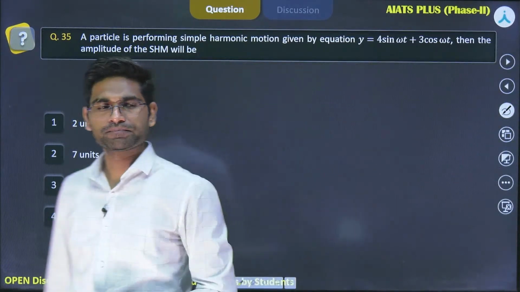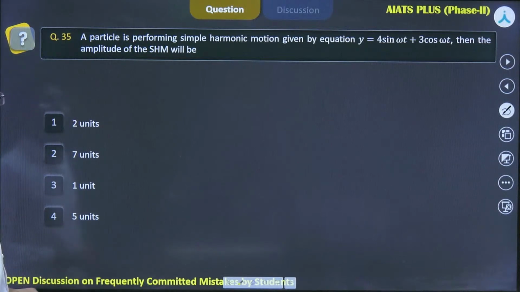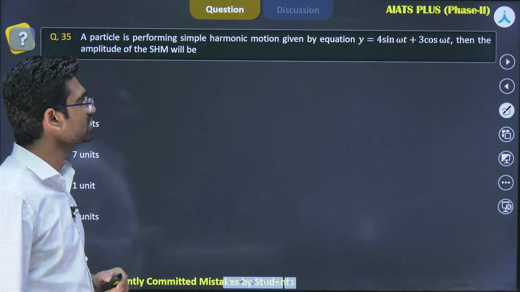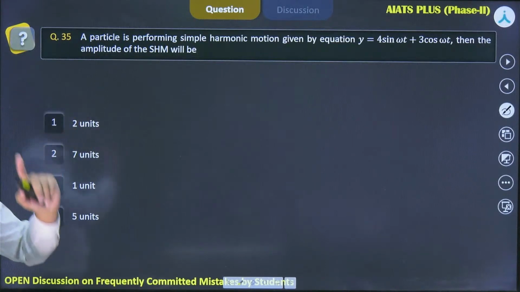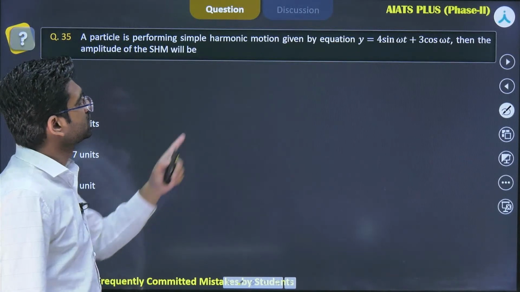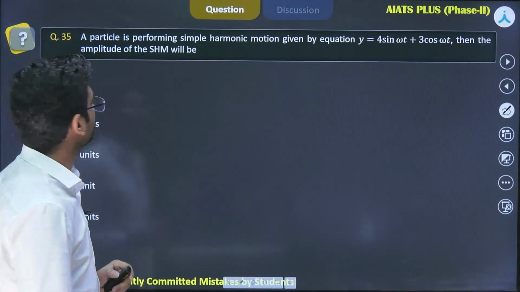No doubt so far? Okay, let's see another question then. A particle is performing simple harmonic motion given by the equation y equal to 4 sin omega t plus 3 cos omega t. Then the amplitude of the SHM will be. You have to find the amplitude of this SHM.